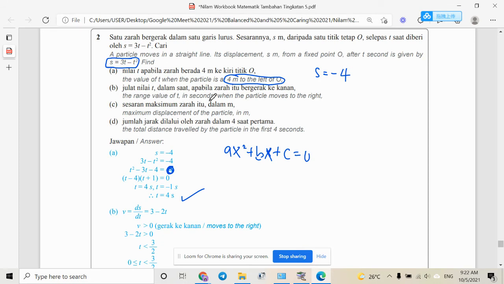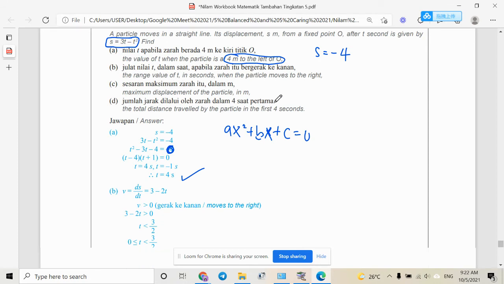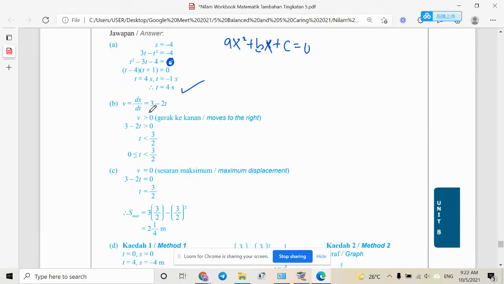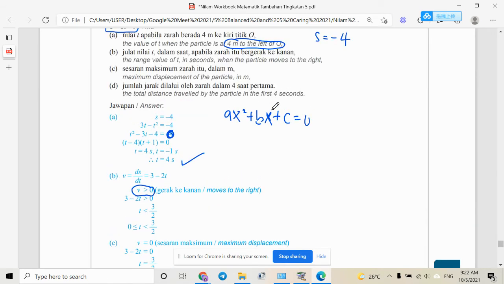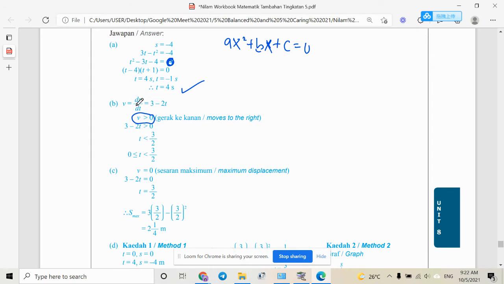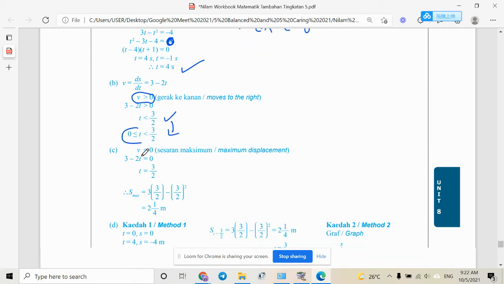Question B, the range of t in second when the particle moves to right. So remember, particle move to right, meaning that v is greater than 0. How to get v from s? So just do ds/dt. Differentiate the displacement, then you can get the velocity. You'll get 3t minus 2t. So just substitute greater than 0 and get this answer. So remember, need to add in this part.